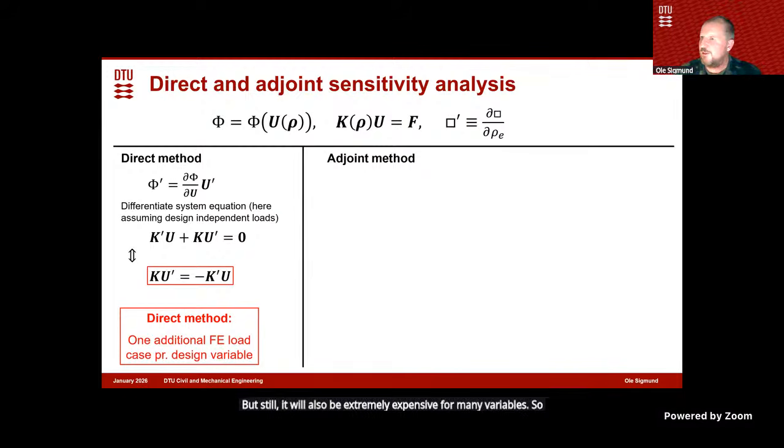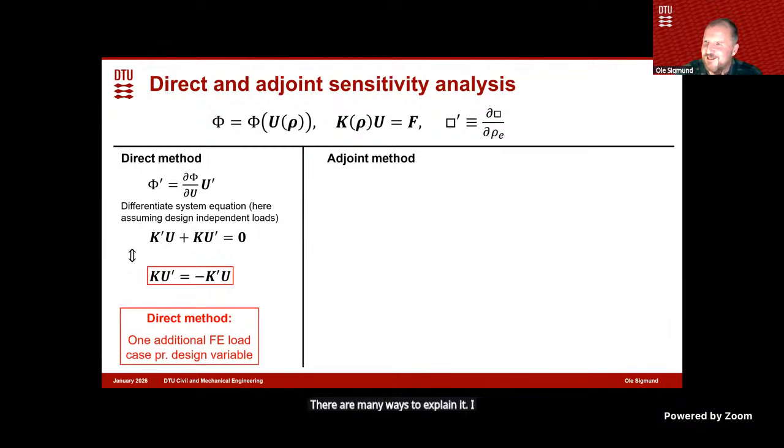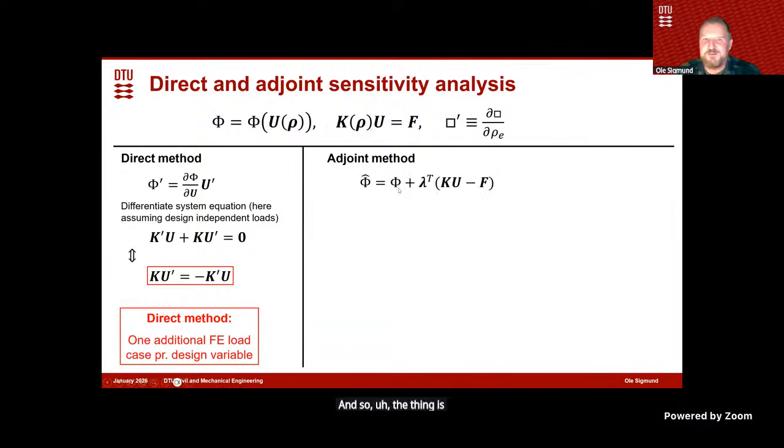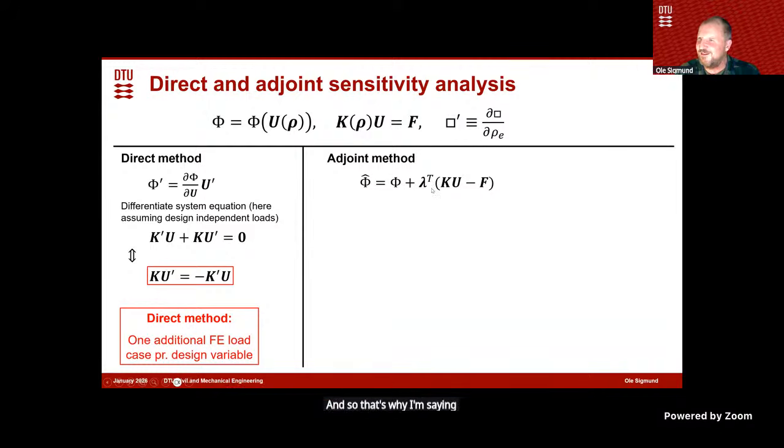So instead, we go to the adjoint method, and there are many ways to explain it. I sort of take the slightly naive approach saying, and that's something you learn from the mathematicians, you add nothing to gain everything. And so the thing is, you take the original objective function, you augment it by adding some vector transpose times the solution of the original problem. And if that's already solved, then the parenthesis is 0. And so that's why I'm saying we are adding nothing, but we will gain everything. So let's see what happens.